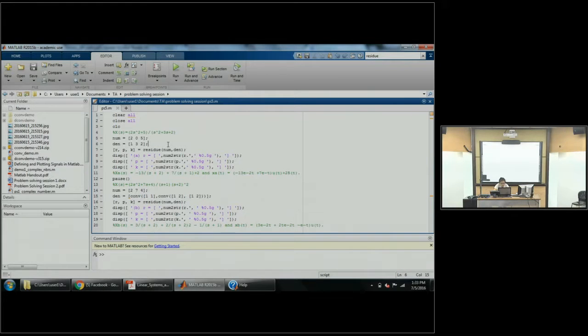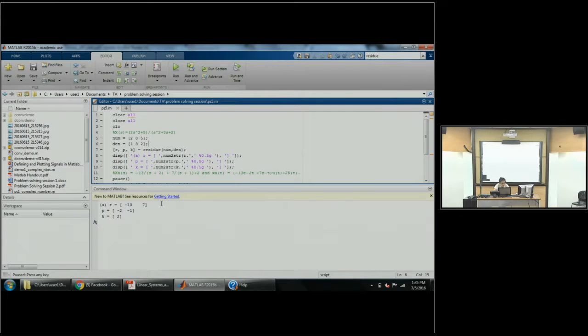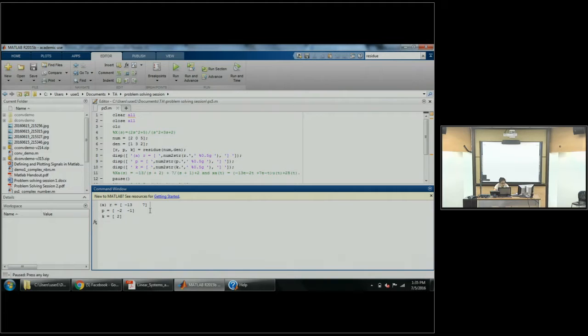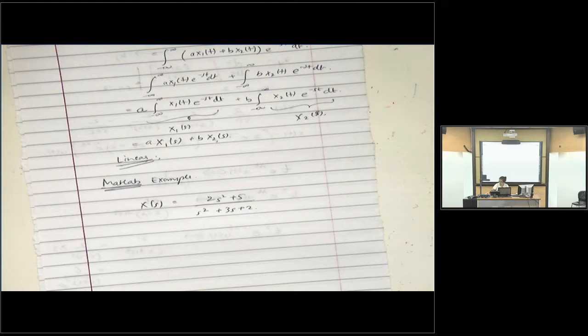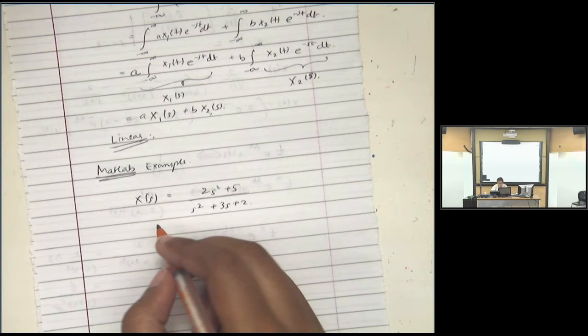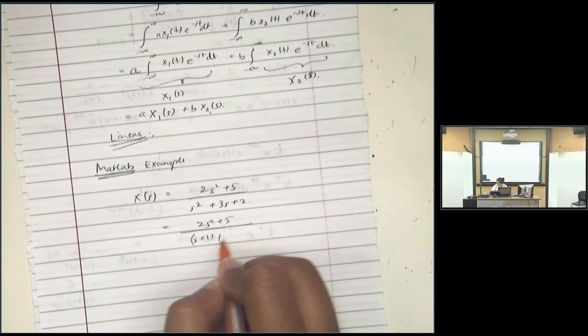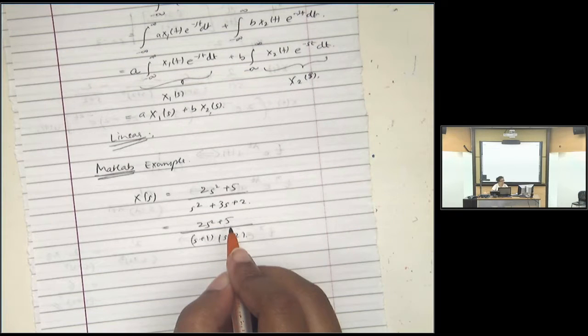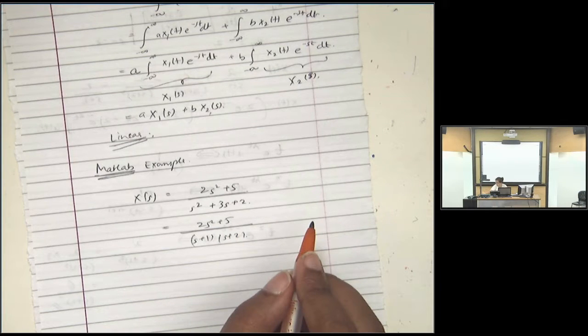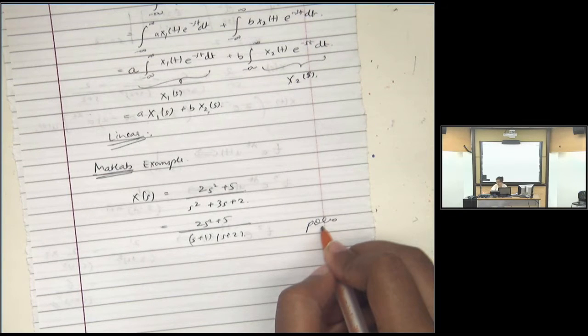Let's look at this and see what results we get. I'm just going to run it. We get R equals minus 13 and 7, P equals minus 2 and minus 1, and K equals 2. Let's see if we actually get this answer when we do it ourselves. The first step is to factorize the denominator, so (2s squared plus 5) over (s plus 1)(s plus 2). We know we are correct that we got poles at minus 2 and minus 1.